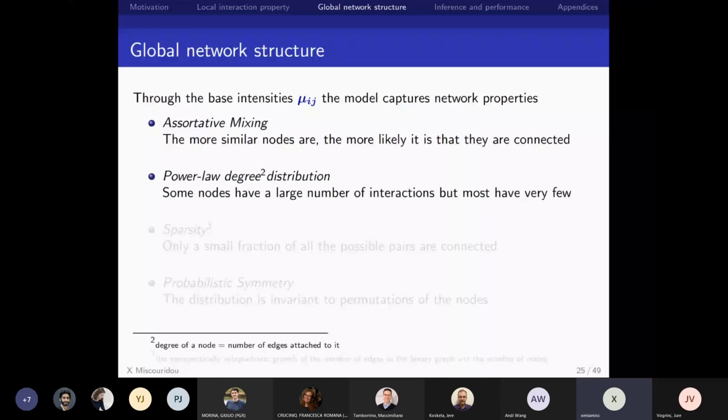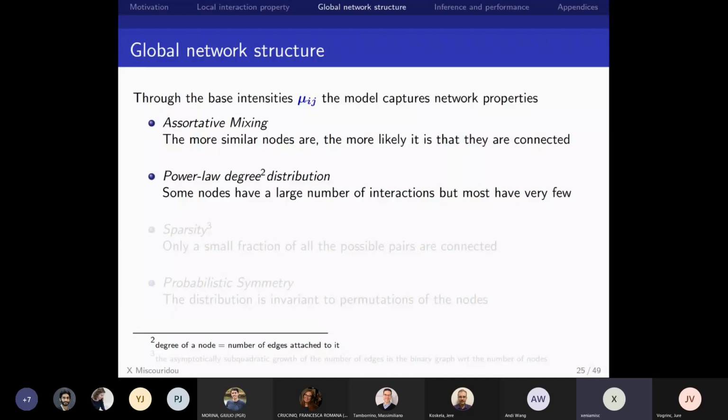The second crucial property we're interested in is the power law degree distribution, which describes the behavior we observe when it comes to the degree distribution. And just as an aside, the degree of a node, say, of a person, is the number of edges attached to it. So it's the number of friends I have on Facebook, for instance.